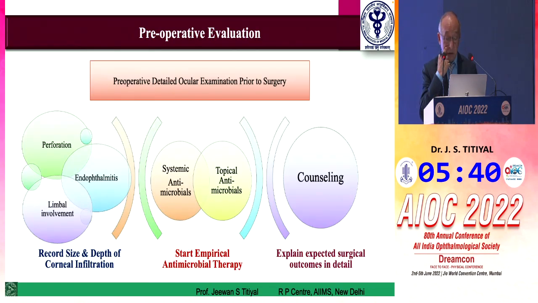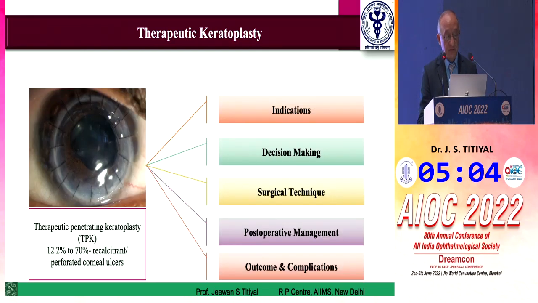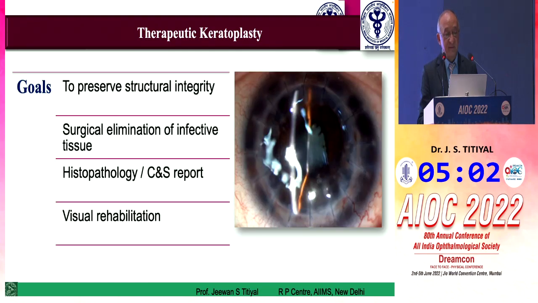I think Professor Nepalia asked about when we should do therapeutic keratoplasty. Timing is a very important consideration for getting a successful outcome of therapeutic keratoplasty in our patients. Documentation has to be absolutely perfect, not only for therapeutic keratoplasty but for any sort of keratoplasty or any surgery where we remove tissue from the human body. The documentation should be absolutely perfect, with counseling of these patients. Always use good donor tissue. The better the donor tissue, the better the outcome, but sometimes we have to use non-optical grade tissue also in these cases. Technique-wise, it's very simple.